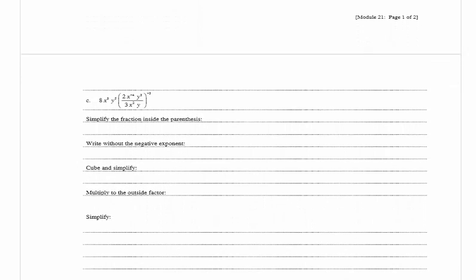In c, we have 8x cubed times y to the 5th times 2x to the negative 4th, y to the 3rd, divided by 3x squared times y to the negative 3. And they want us to simplify the fraction inside the parentheses. So we're going to have 8x cubed times y to the 5th times, to simplify inside the parentheses, we're going to use the quotient rule, and we're going to combine our factors of x and our factors of y.